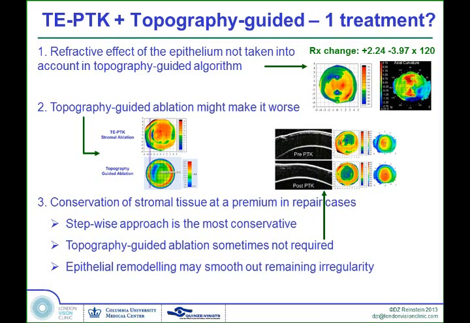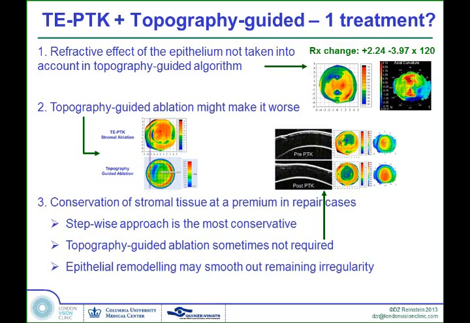However, it wouldn't have worked in this case, because this patient had 3 diopters of cylinder that was hidden, and as you did the trans-epithelial PTK, you would have changed the cylinder of the refraction. So it's not about the irregularities in isolation to produce a smooth surface.